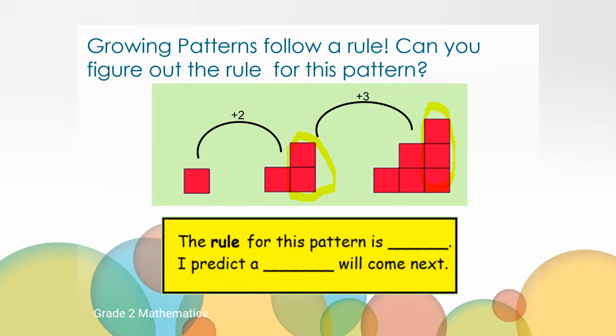Since we added 2 squares, then 3 squares, I predicted we would need to add 4 squares to the next stage of the pattern, which would mean we would have 6 squares here plus 4 squares, which would mean the next stage would have 10 squares.